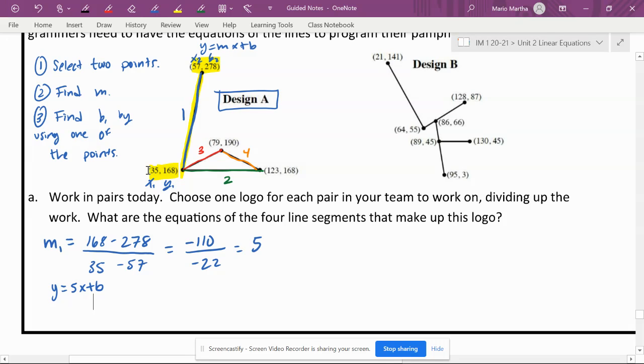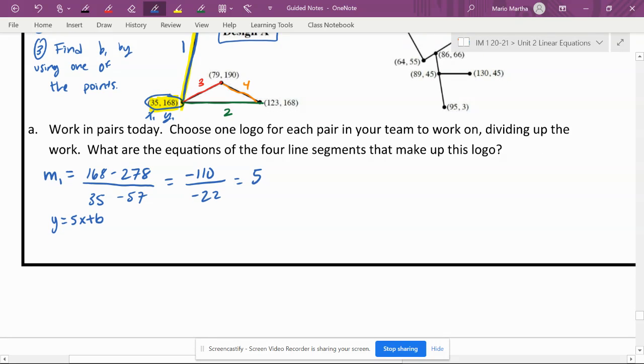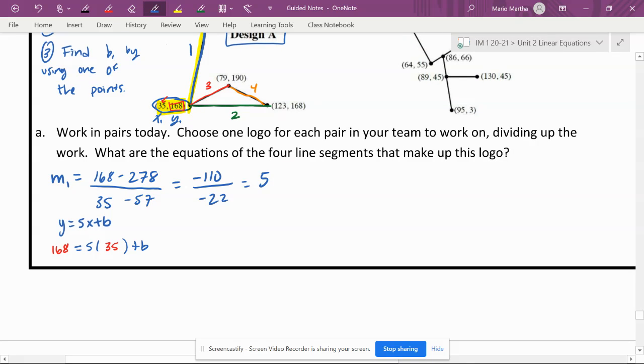Now what we want to do next is either pick the first point down here or the second point up here to figure out our y-intercept, our initial value. To do that, all we have to do is plug it in. So we're going to use the bottom point. We substitute both of these into the equation. So 168 equals 5 times, in this case, 35, and then plus your value b. So again, the key here is to substitute your point into the equation. That way you can figure it out easily.